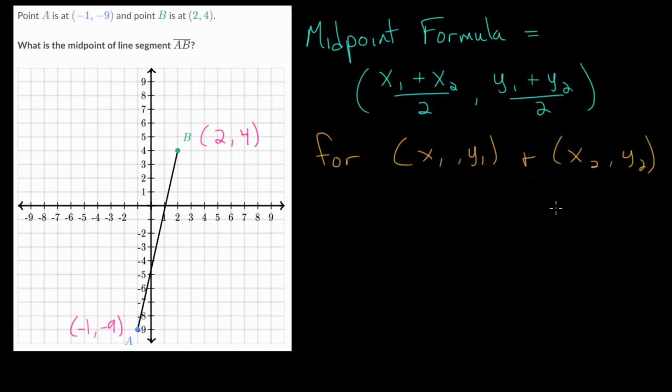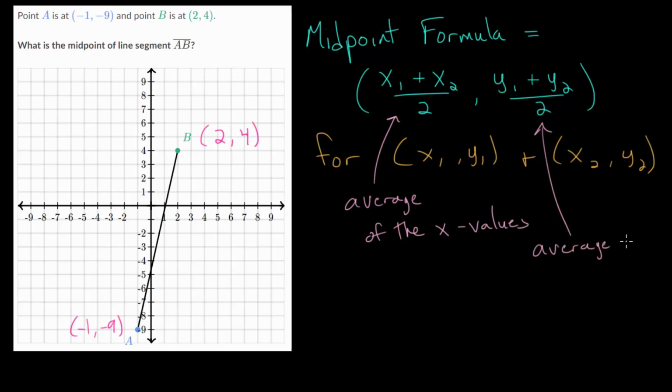And remember, this formula is written very generally, where you have two random coordinate points, x1, y1, and x2, y2. And remember the general idea of the midpoint formula, that you essentially want to find the average of the x values and the average of the y values. Or in other words, you're finding the middle x value and the middle y value. So this is, remember, the average of the x values. And likewise, this right here is the average of the y values.